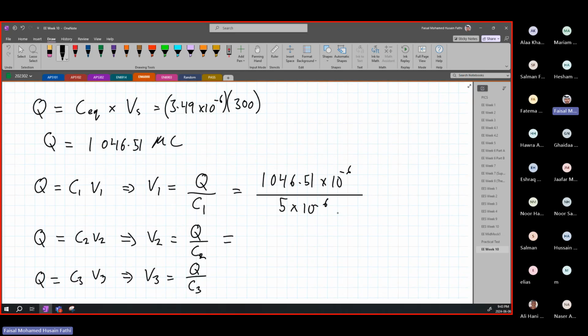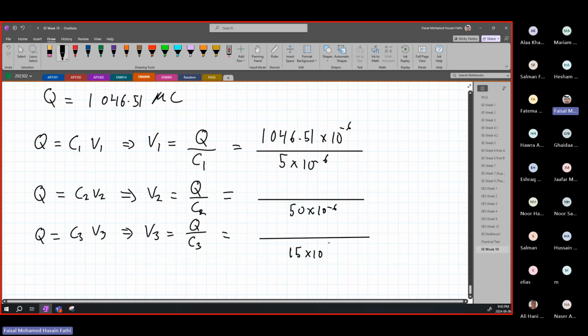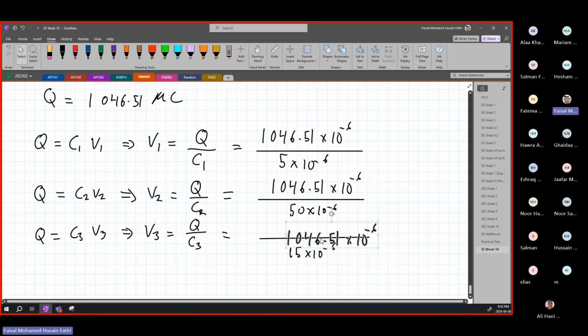Same thing for the next one, same thing for the one after. This one's going to be divided by 50 times 10 to the minus 6, and this one's going to be divided by 15 times 10 to the minus 6, and the top is always going to be the same Q value. All right. So this is how you would be using Q in series. The Q does not change. It is the same, very similar to current in series.